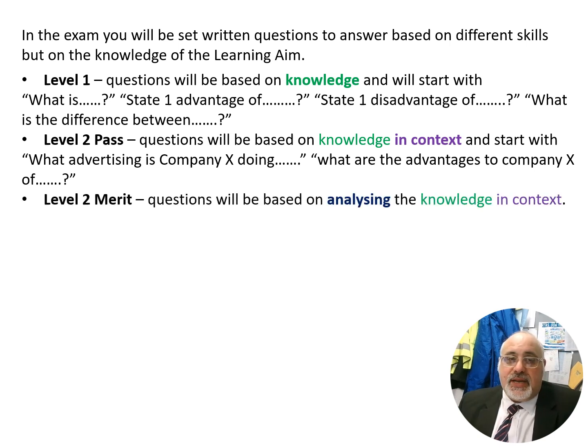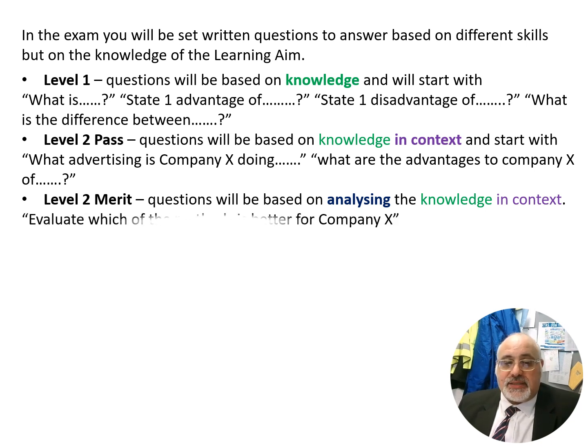We then move on to the level 2 merit questions, which are analysis questions. Again, this would be analysis in context. So you'll be given the business, you'll be expected to know the advantages and disadvantages, but you need to pick out the ones that are most appropriate to that particular business. So we'll start with things like, evaluate which of the methods is better for Company X.